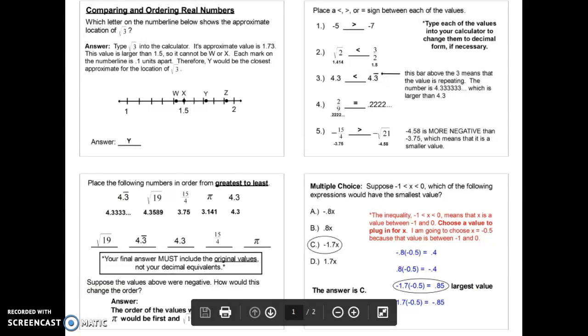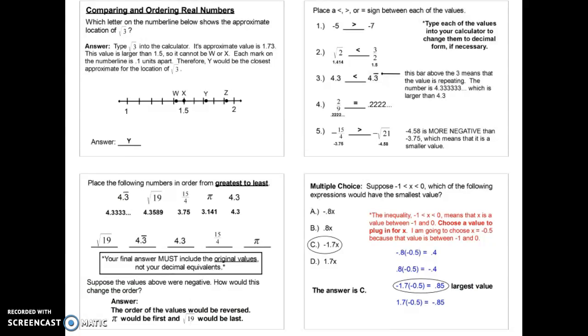Okay. Now we want to look at, what if those values were negative? How would that change your answer? So what we're asking is, if each one of these were actually a negative value instead of positive, how would that change this answer? The only thing that would change is that you would completely reverse the order. The smallest value would now be your largest value if they were negative. So it would completely switch your order.